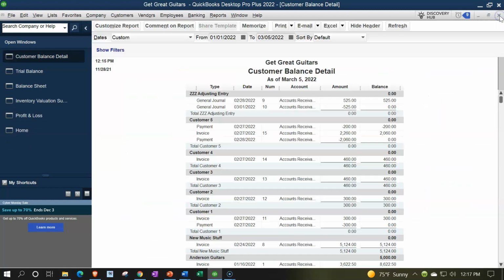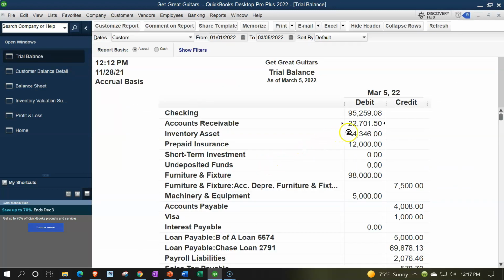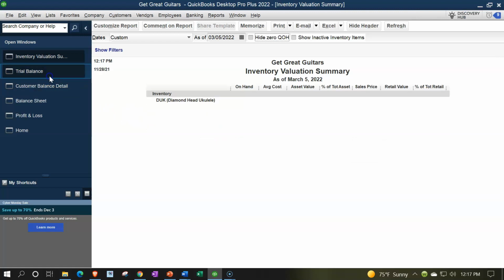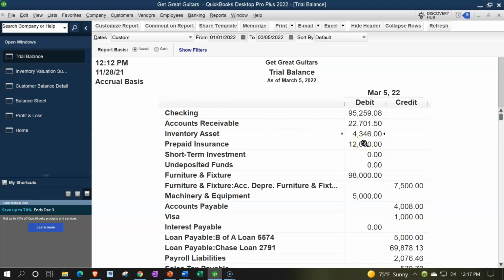So I'm going to close this back out. We can also go to our inventory. Let's go back to the trial balance. Check out the inventory account, which hopefully is back in balance as of 3/5 now, because we reversed out the adjusting entry, which threw it out of balance. So now we're at the 4346. If we go then to the inventory valuation summary as of 030522, we're at the 4346 now, tying back out to what is on the trial balance. So that looks good. So we're back in place, back where we need to be.